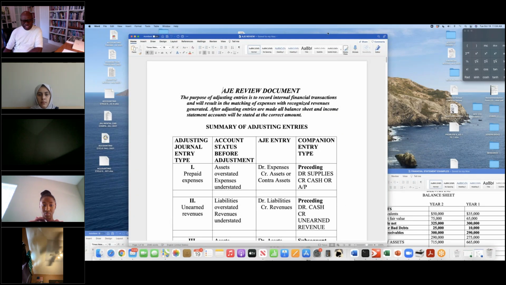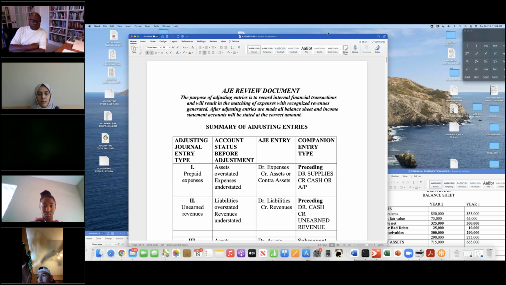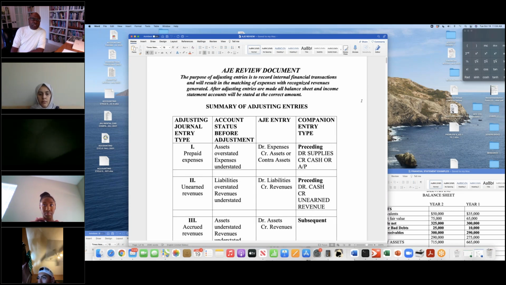Now, I sent you a review document. This should be in course content on the AJE. Work with this and do the review, and hopefully it will help with understanding adjusting journal entries a little more. Let's make sure we understand the purpose. They are internal financial transactions that are occurring. If we're going to appropriately match expenses with recognized revenue, then we've got to make these adjusting entries. If the adjusting entries are not made, the balance sheet is incorrect and the income statement is incorrect. So that's why we make adjusting entries. They're internal transactions, and we're going to review all four today.